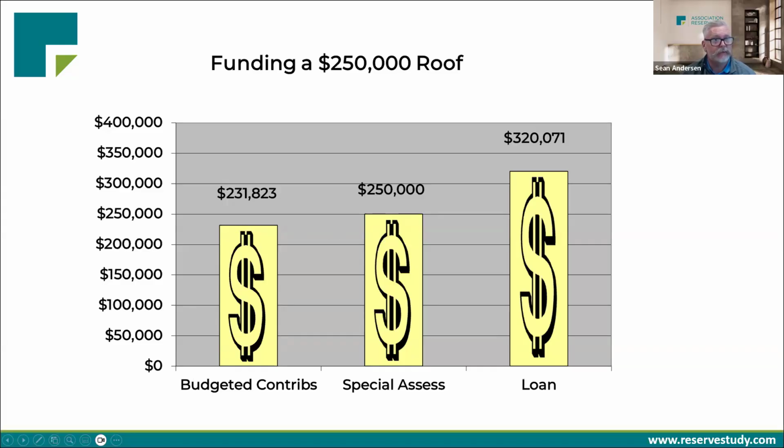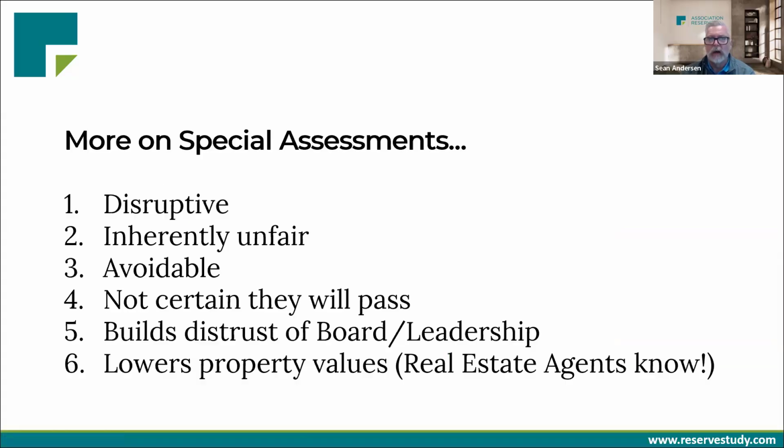If we get that special assessment, then we're going to pay $250,000 for that roof. But if we take out a loan, we're going to pay $320,000 for that roof. So that's about a $90,000 swing. And every single community I work with, $90,000 is a lot of money. $90,000 is a lot of money to be paying other people when we could be earning that interest on our own money. So they're going to happen, but let's try to avoid them.